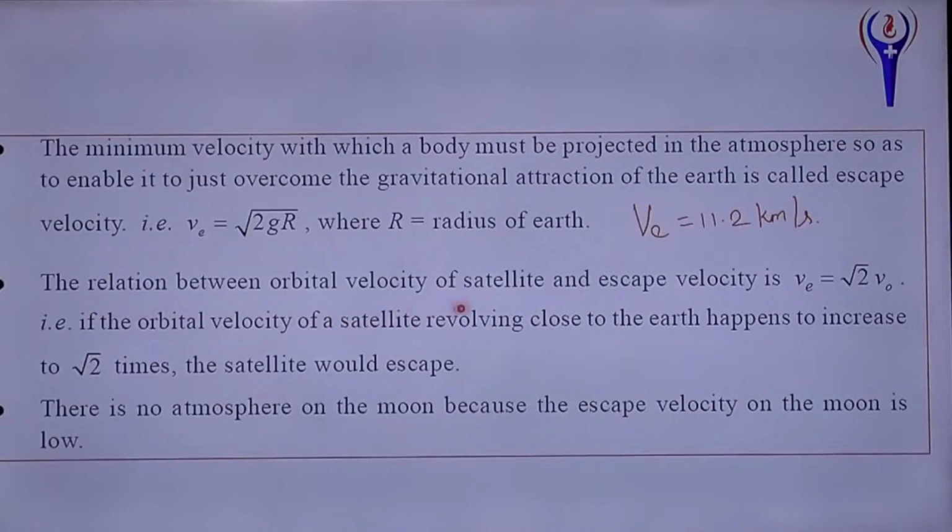Relation between orbital velocity and escape velocity: V equals √2 times Vo, where V is the escape velocity. There is no atmosphere on the moon because the escape velocity of the moon is low. Because the mass of the moon is low, the G value will be low. As the G value is low, escape velocity will be low, so gas can easily escape.